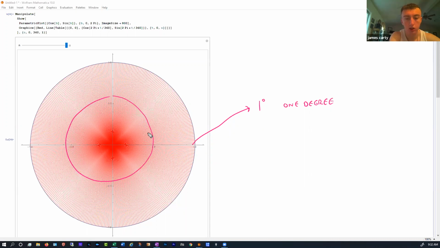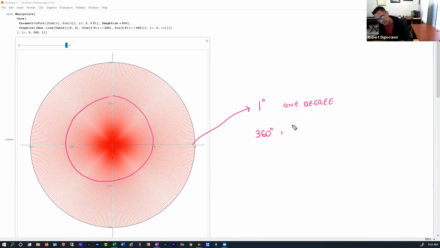So every little marking's 1 degree. Well, the space between each one of these is 1 degree, the measurement of that angle. See, again, we go back to, how do you define angle? It's weird. Okay, so there are 360 degrees in 1 full revolution.